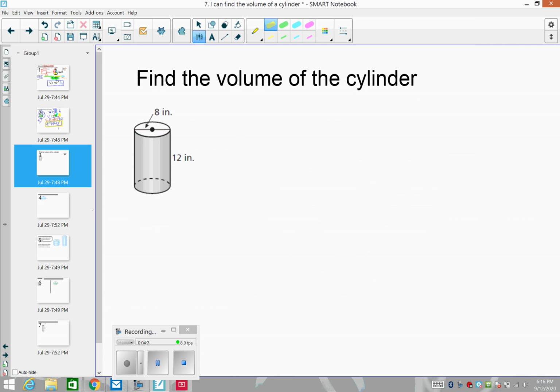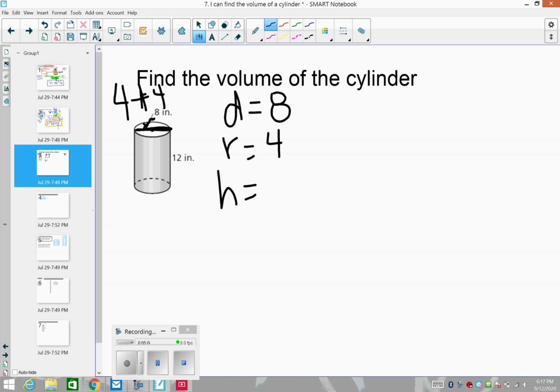Next problem, same idea, but this time I'm going to give you the diameter. Now, when you see the arrow in these problems, ignore the arrow. I always thought this was really confusing. Look at the line. So let's just talk about what we have here. That means the diameter is 8. So the radius would be 4 plus 4, right? The radius would be 4. And the height would be 12. Just some helpful information there.